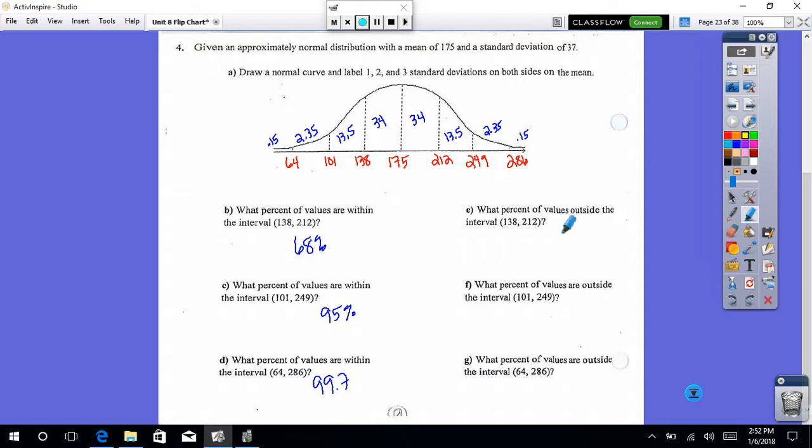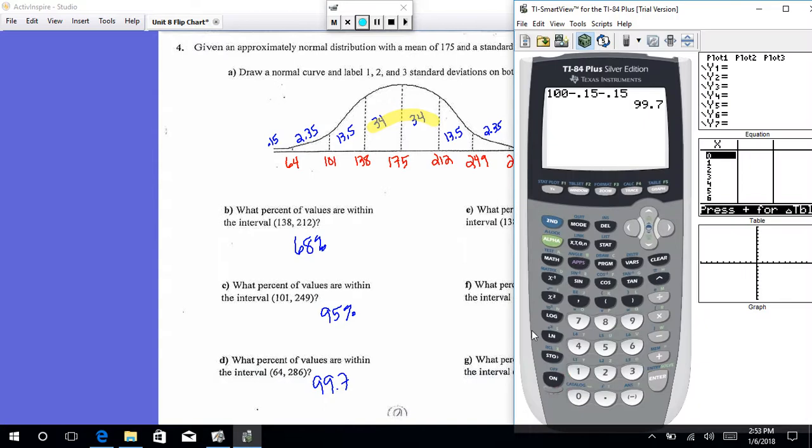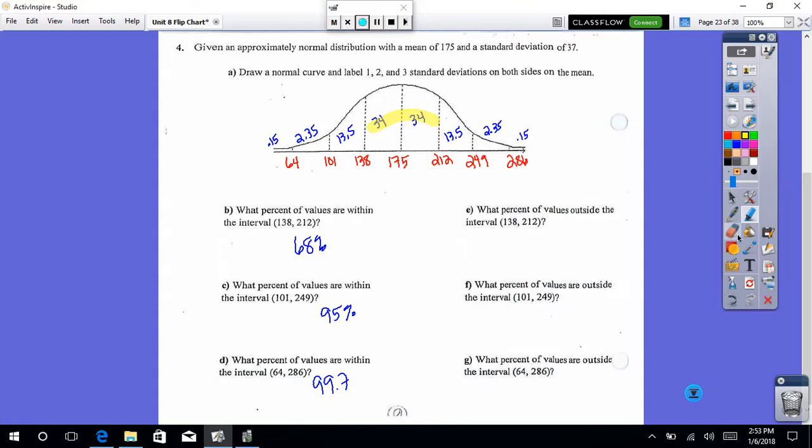So they want everything outside of 138 to 212. From 138 to 212 is right here. So everything except that 68%. They want everything except those two percentages right there. My fault. So they're talking about 32%. That's my fault right there.